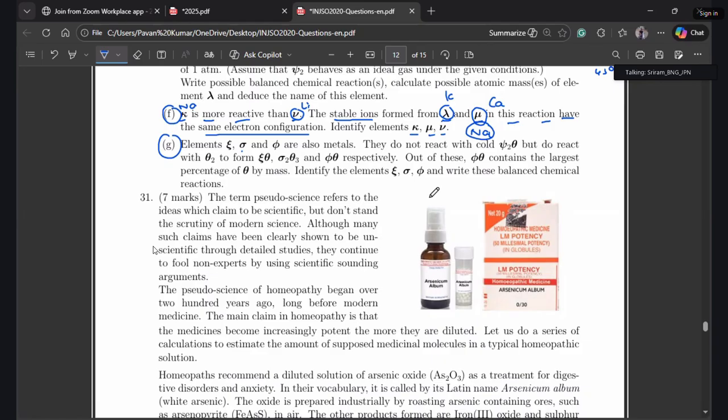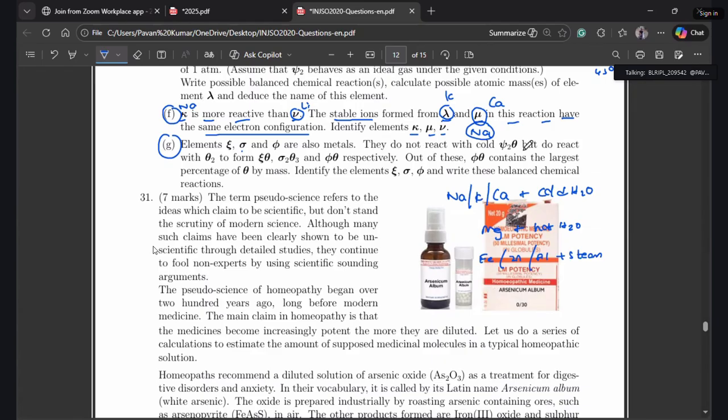Sir, sodium and potassium react with cold water vigorously. Not only sodium and potassium, calcium also reacts with cold water. Yes. Magnesium reacts with hot water. Okay. Iron, zinc, aluminium react with steam.